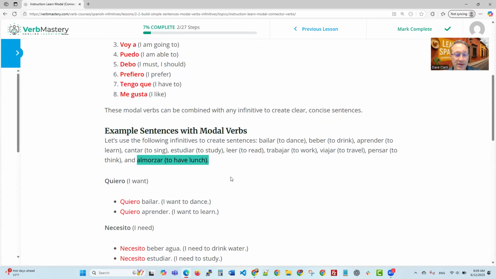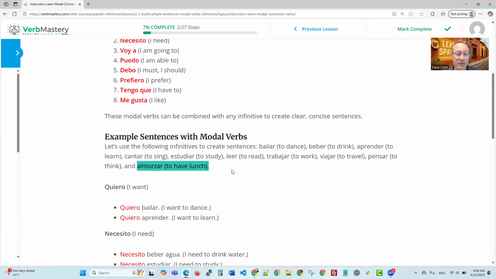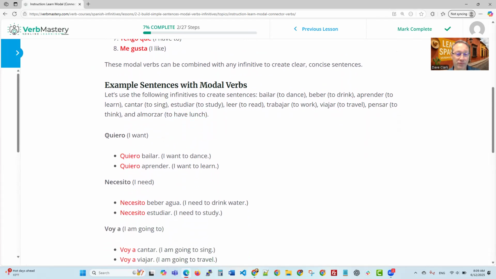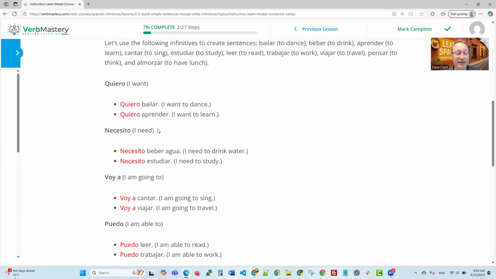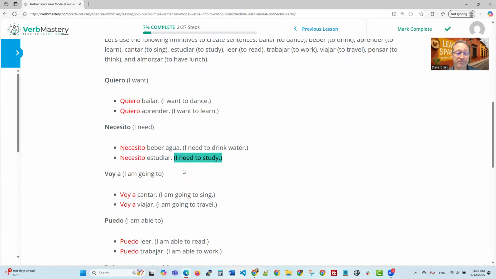Okay, now we're going to combine the modal verbs with these other verbs. Ready? Here we go. First one, querer, I want. Quiero bailar, I want to dance. The next one is quiero aprender, I want to learn. The next one is necesito, I need. Necesito beber agua. I need to drink water. The next one is necesito estudiar. I need to study.